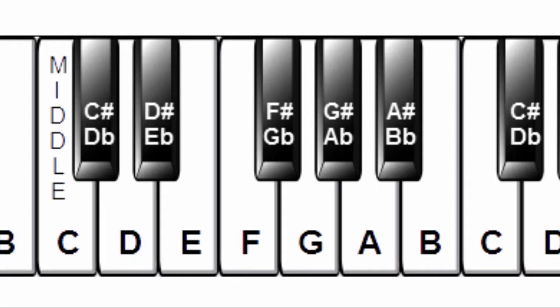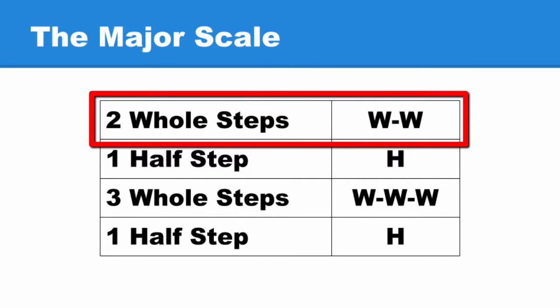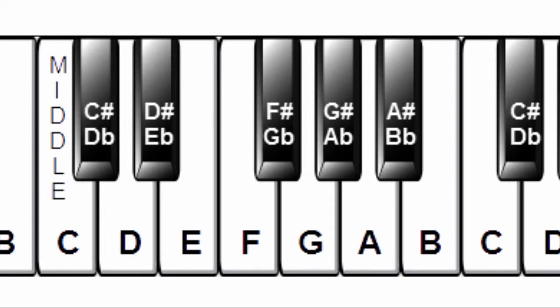Now for the second whole step. Since we're on D, what note is 1 whole step up from D? Answer: E. E is 1 whole step up from D. D, E. That takes care of the first 2 whole steps. We started on C and went up 2 whole steps. D, E.